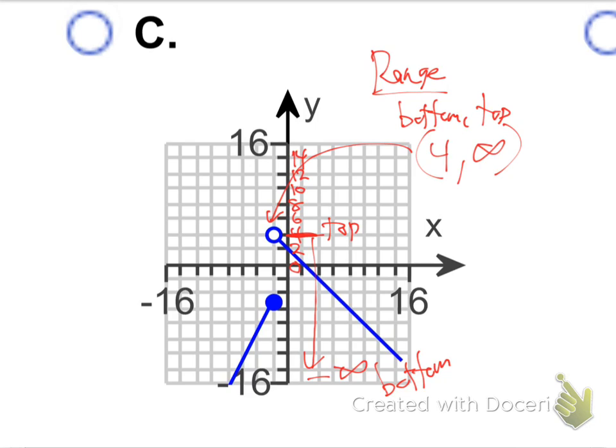Hey, wait a minute. What did I do there? That's not the bottom. That's a crazy answer I'm writing. The bottom is not 4. What am I doing? What's the bottom? Negative infinity. The top is 4. There we go. Good for the range? The vertical coverage. All is well. Questions on that?